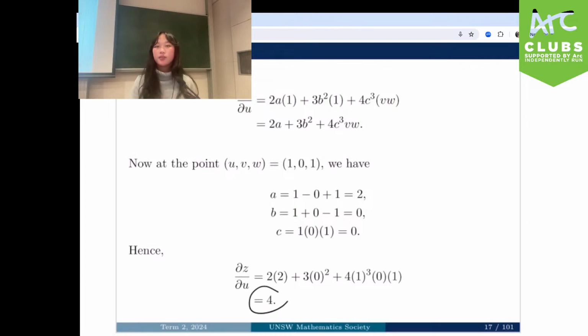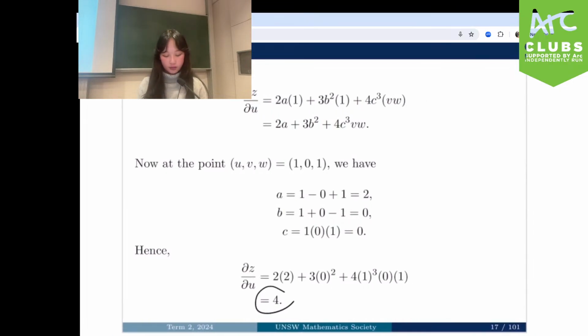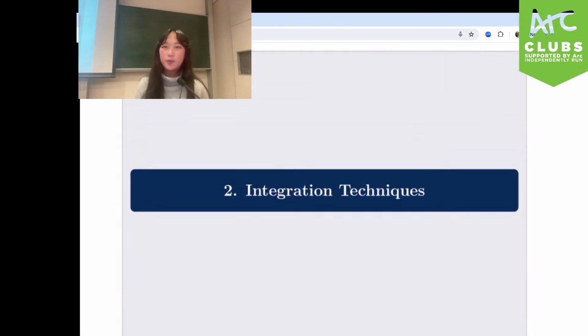Okay? Nice. Lovely. So that's how we use the chain rule, that's how the chain rule works in action, and that is the end of multivariable calculus. So, let's go through integration now.